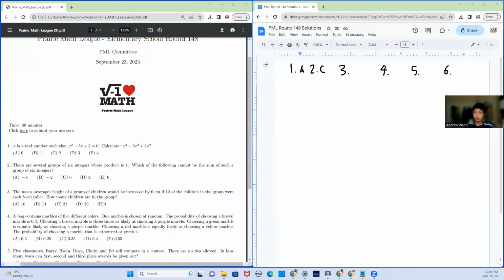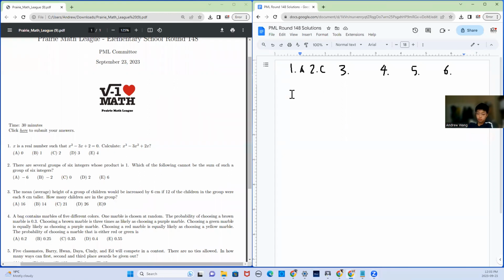The mean average height of a group of children will be increased by 6 centimeters if 12 of the children in the group were each 8 centimeters taller. How many children are in the group? So this one we're dealing with averages of heights.